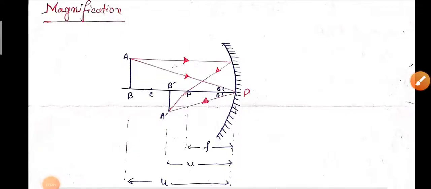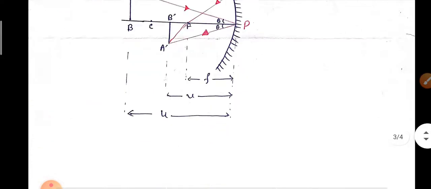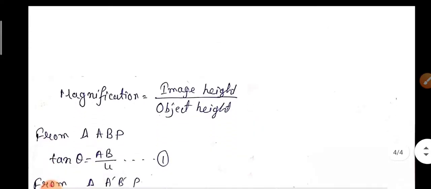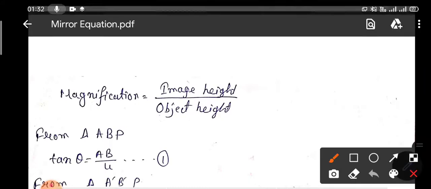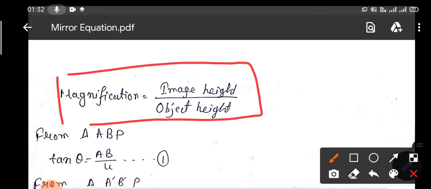Now we will derive the magnification formula. The magnification means how much larger or smaller your image is than your object. In physics, the magnification formula is image height by object height, which is called magnification. So magnification is equal to image height by object height.